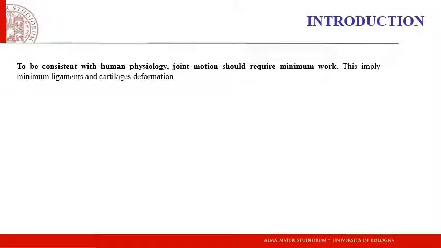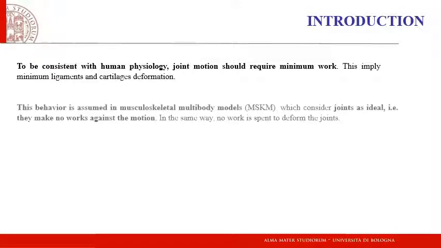Typically, moving human joints requires minimum effort and minimum work. Thus, to be consistent with human physiology, a joint model should require minimum work to move. This implies also minimum ligament and cartilage deformation.